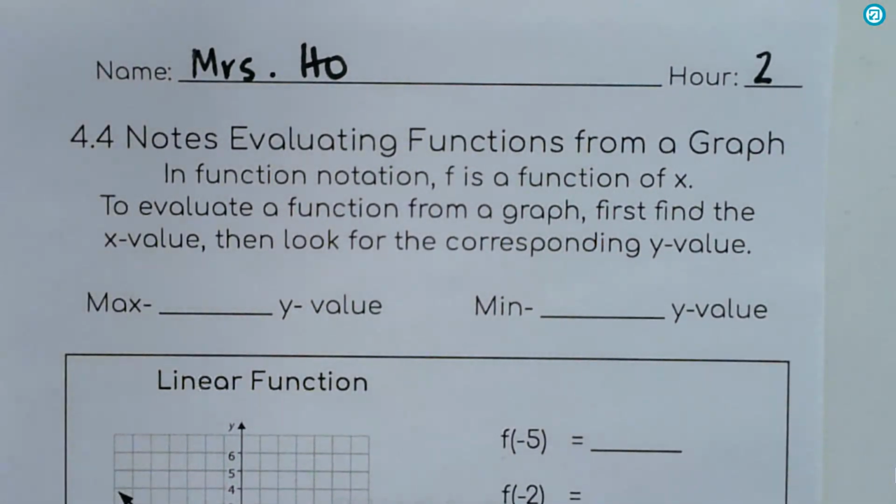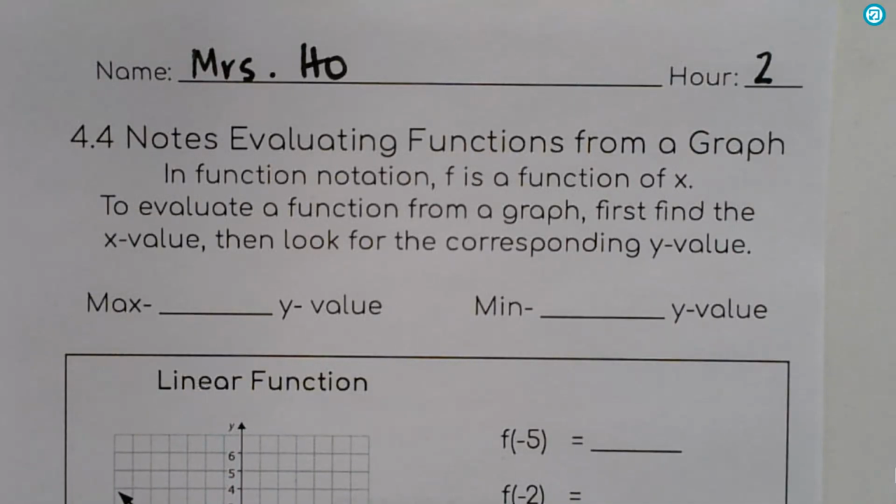So in function notation, f is a function of x. To evaluate a function from a graph, you are going to first find the x value, then look for the corresponding y value. So the values that we are giving you are the x values. The values you are finding are the y values. That is important.